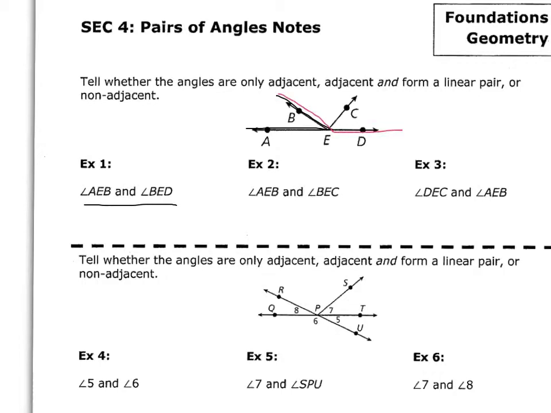Alright, we can see that they have a common vertex, we can see that they have a common side, and we see that they form an opposite ray. So we know these guys are adjacent and form a linear pair. Okay, so that's example 1. I'm going to go ahead and erase all my markings here.